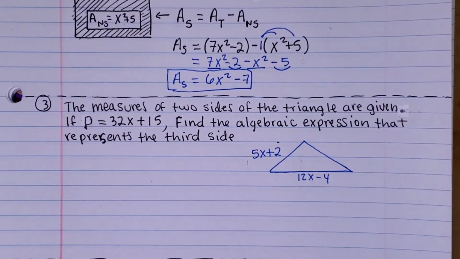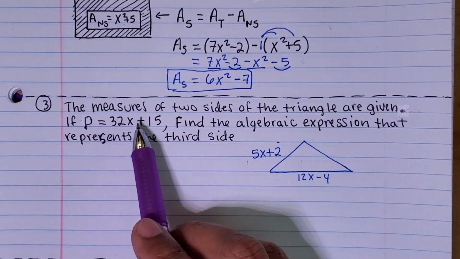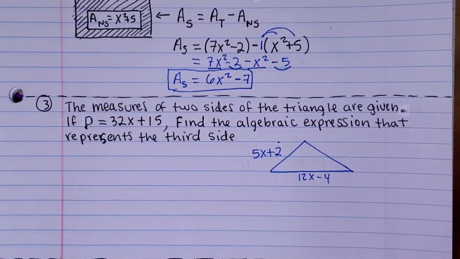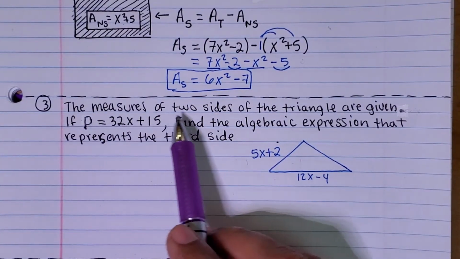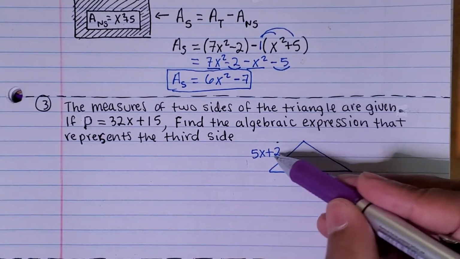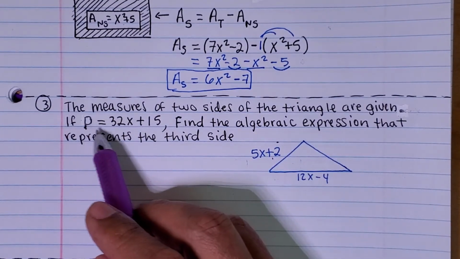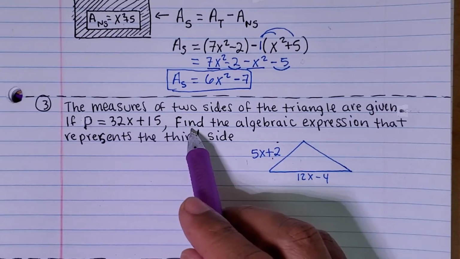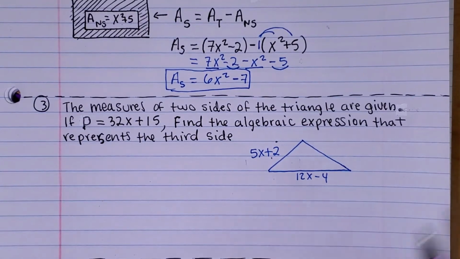Okay, so on this one again, we have kind of a word problem, and we have some geometry and algebra combined. So this might be a challenge for some of you. This says the measures of two sides of the triangle are given. So it's this side and this side. So we know those two sides. If P, the perimeter, is equal to 32x plus 15, find the algebraic expression that represents the third side.